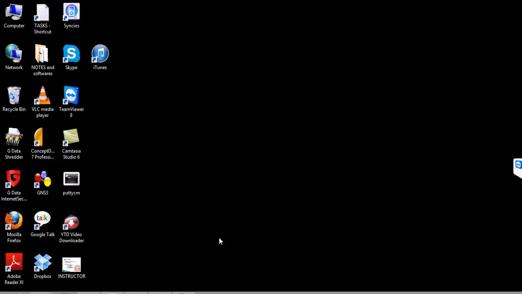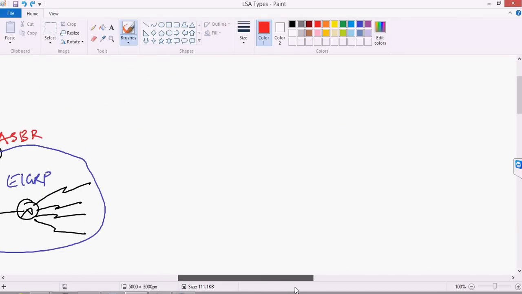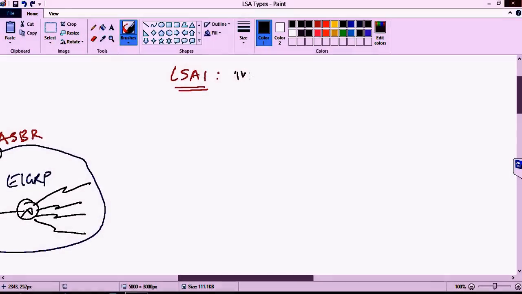First we'll be starting with LSA 1. The first type of LSA I can simply say is LSA 1. LSA 1 is a normal LSA which happens within the area. Within the area means one router advertising to another router within the area. We call it LSA 1.